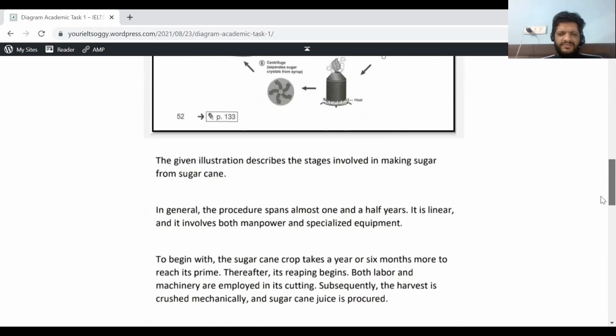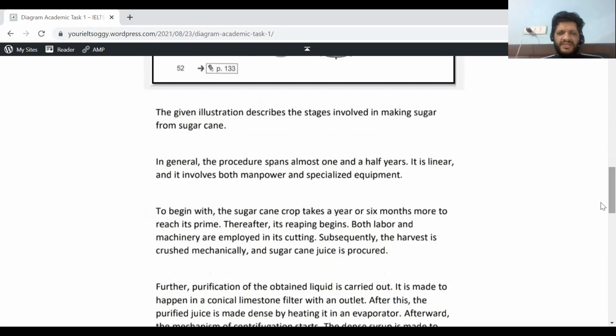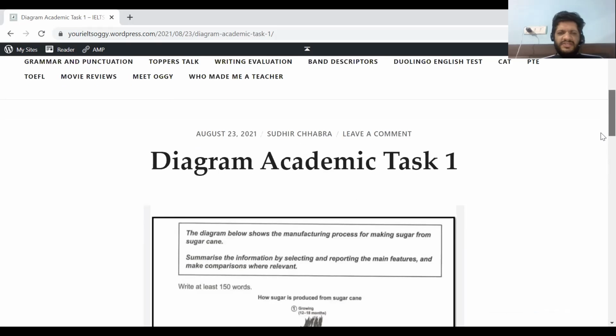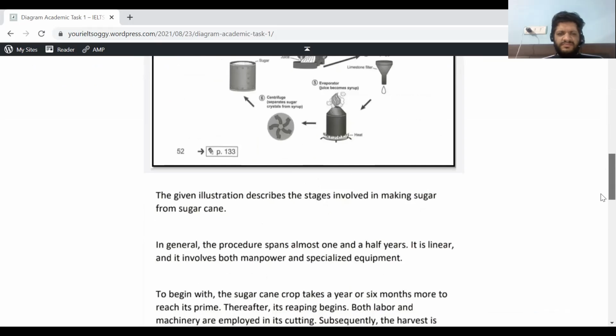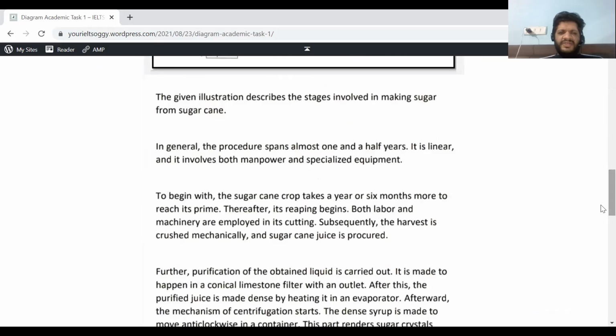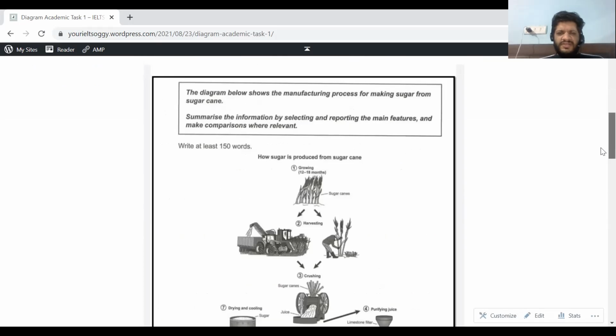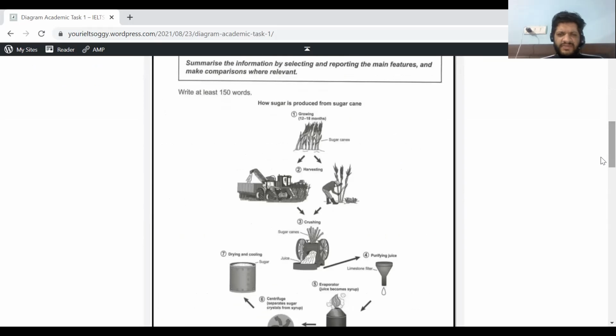So let's get to it. The given illustration describes the stages involved in making sugar from sugarcane. I've tried to change words. So in general, the procedure spans almost 1.5 years. You can see 12 to 18 months. So it can be anywhere near that.